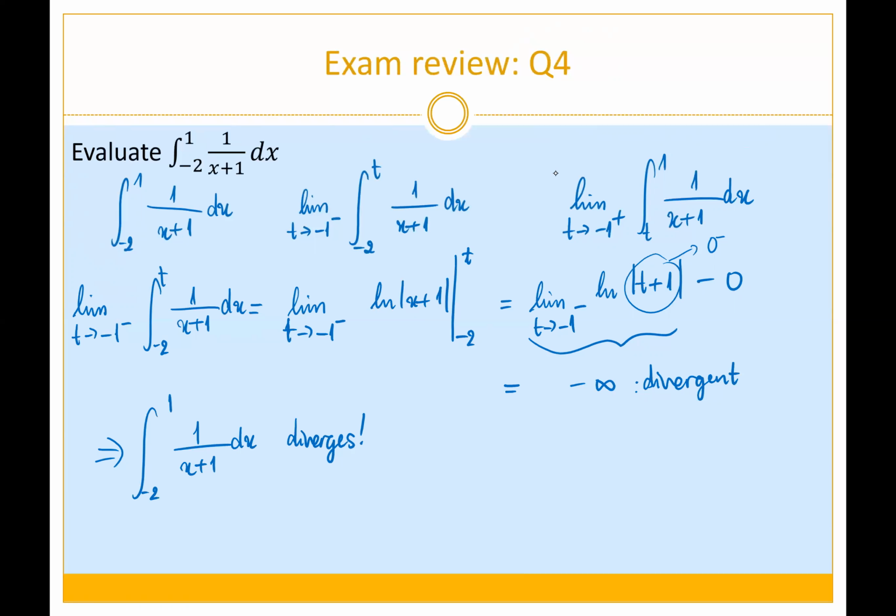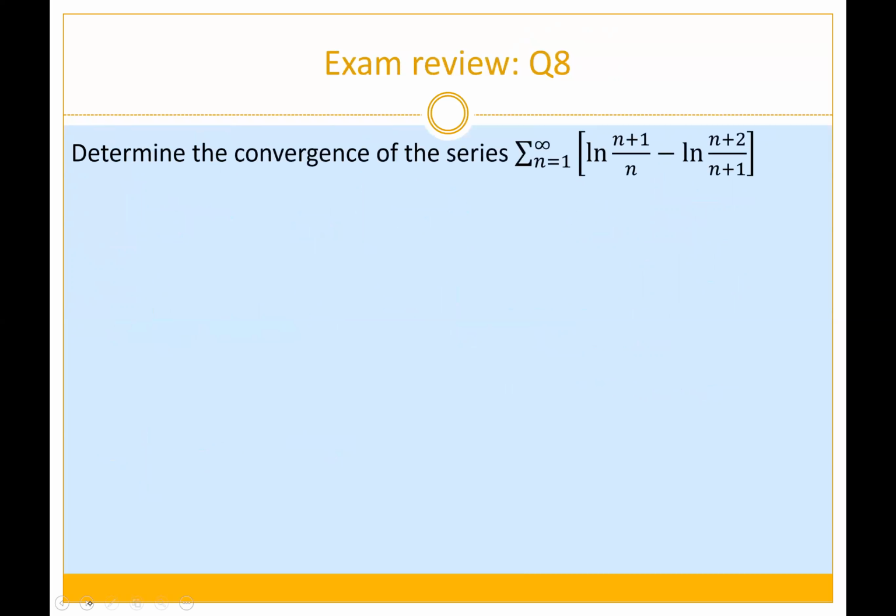Okay, let's go to question 8. Determine the convergence of this series. It's a series from n equal 1 to infinity of ln of (n plus 1 over n) minus ln of (n plus 2 over n plus 1). Looking at this, it's one way to represent a telescoping series, because the ln of a quotient can be represented as a difference. So we're going to have this series.